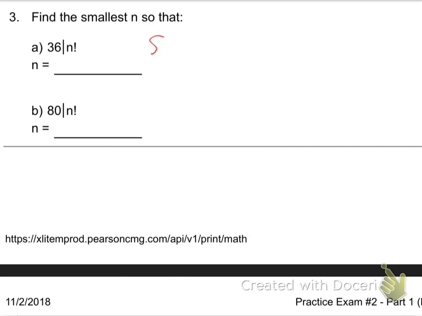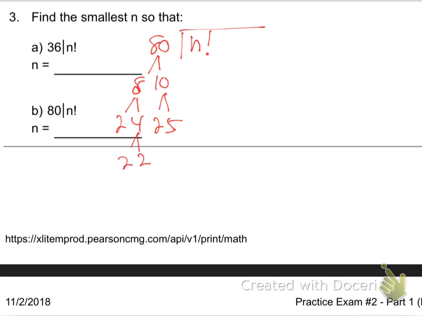Okay, so 80 going into n factorial. I'm going to break down the 80. 8 times 10. You can do all this without a calculator, right? These aren't big numbers. 2 times 4, 2 times 5. 4 is 2 times 2. So what's inside of an 80? 4 2s and a 5.